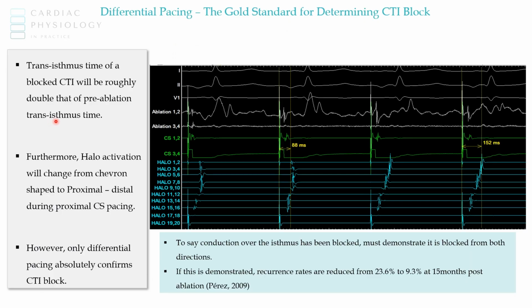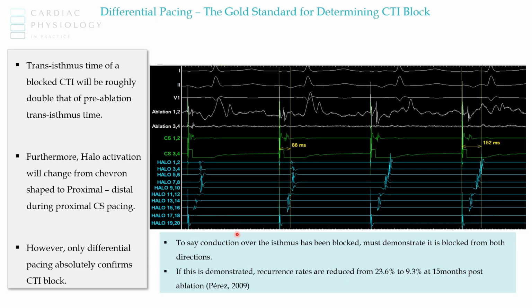So when the CTI is blocked, the transisthmus time is usually roughly double that of the pre-ablation transisthmus time. If it's much less than double, then start to suspect that it's not blocked. Furthermore, the chevron activation during atrial pacing will change to a more straight line activation, with halo 1-2 being the last EGM to activate. But these only indicate block, they do not prove it.